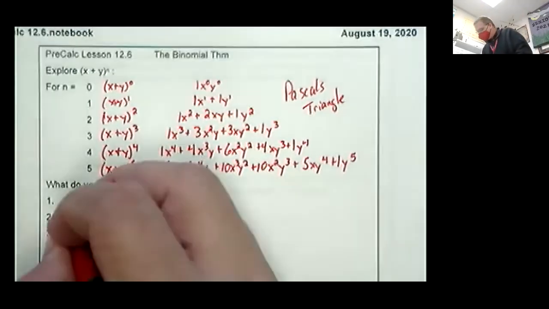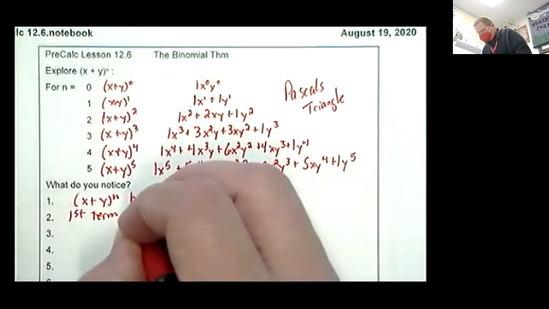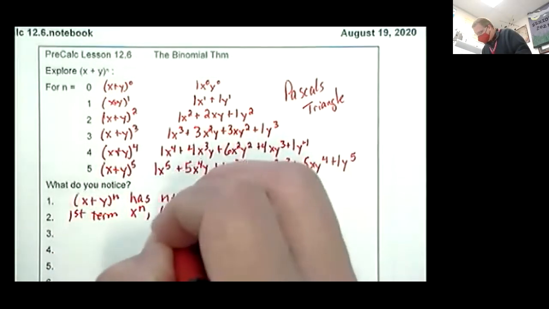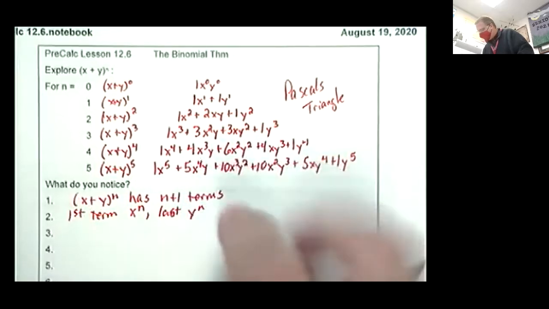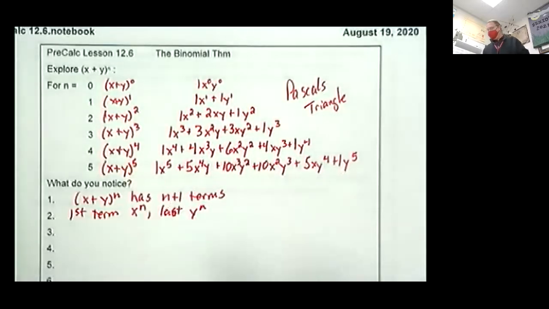Note the first term is x to the n. The last term is y to the n. So the starting and ending exponent is the same as the power of n for our binomial expansion.